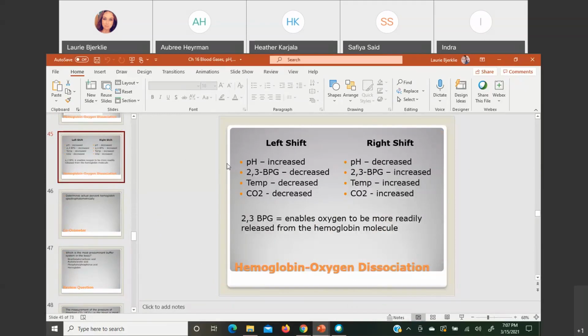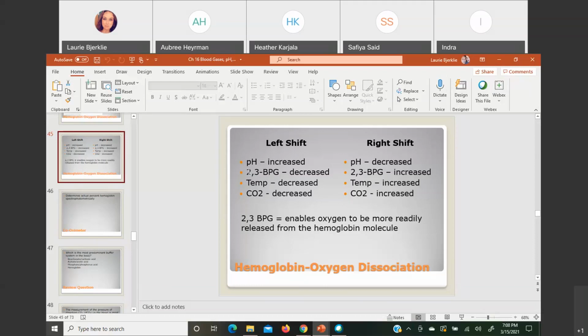Here it is. Okay. So your oxygen curve is going to shift one way or the other depending on what happens in your body. Now, again, if it shifts to the left, it means that hemoglobin loves the oxygen. Left loves. It wants to keep it. If it shifts to the right, your hemoglobin releases, right release. It gets rid of it, no problem. Here are the things that will put it into each.